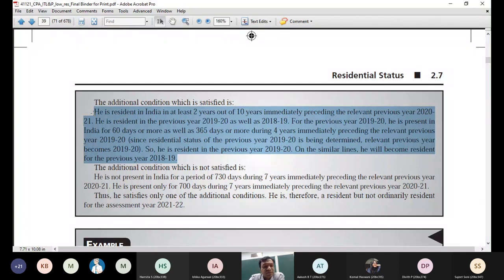So he is resident in the previous year 1920. On similar lines, since it is the same for the other year, you can simply write that on similar lines he will become resident for the previous year 1890.